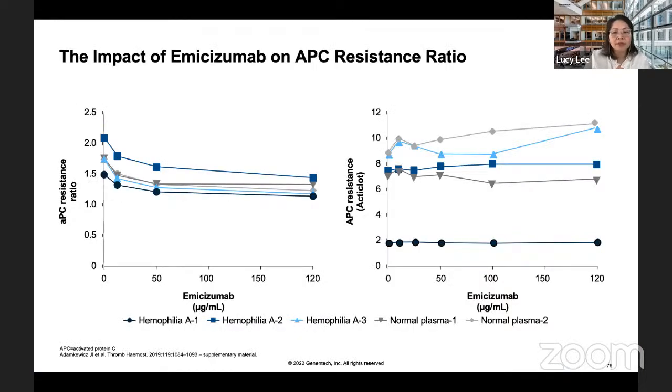Emicizumab effect on APC resistance ratio is also exhibited because it's APTT based. And on the right, the use of a prothrombin activator based assay avoids this interference.